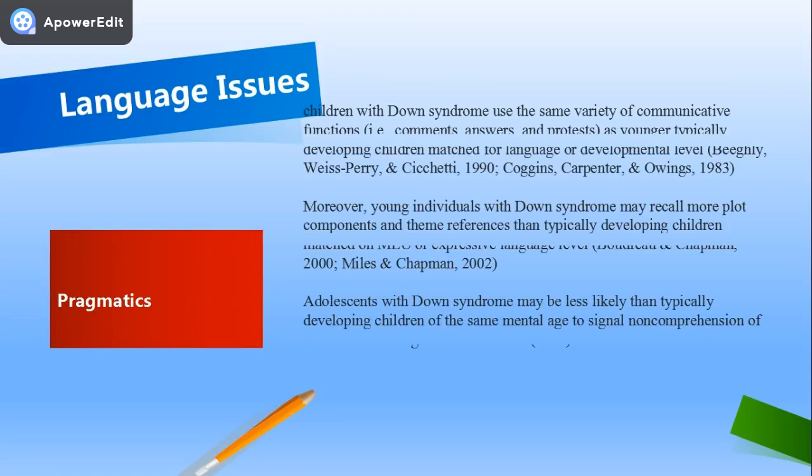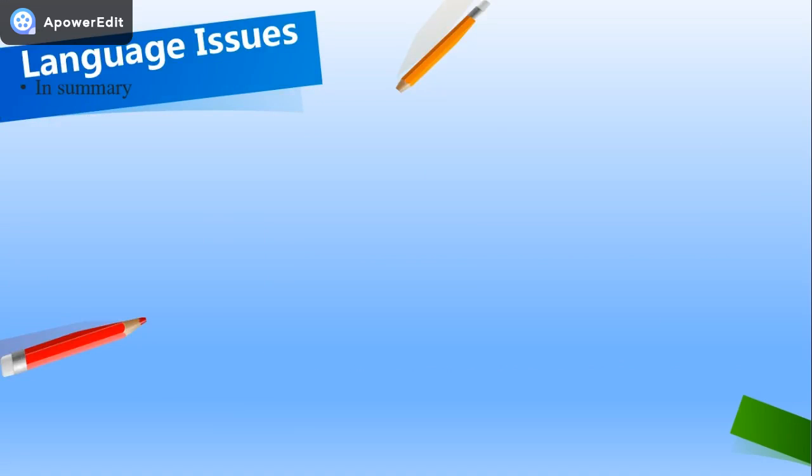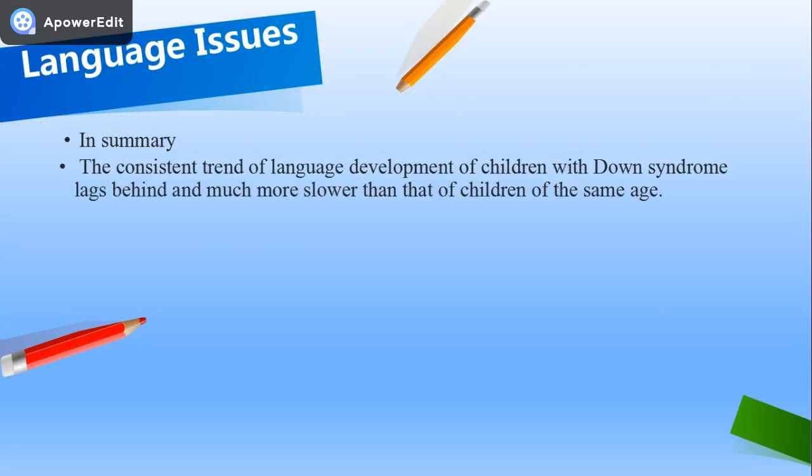Finally, we can find the same trend in the research of pragmatics, that the results show the young individuals with Down syndrome display a very complex profile of strengths and weaknesses in pragmatic aspects of language. Strengths tend to include use of a variety of communication functions, ability to stay on topics, responses to requests for clarification, and storytelling with sufficient content when visual support is used. And the research of pragmatics shows the same pattern of development as vocabulary and syntax.